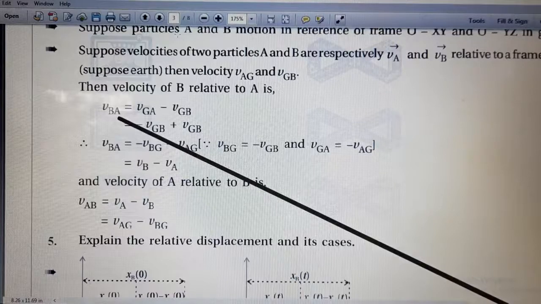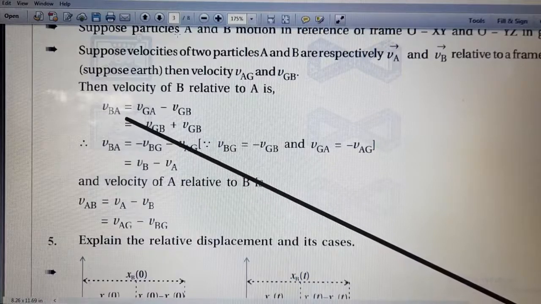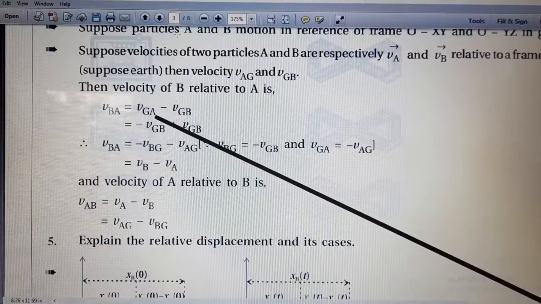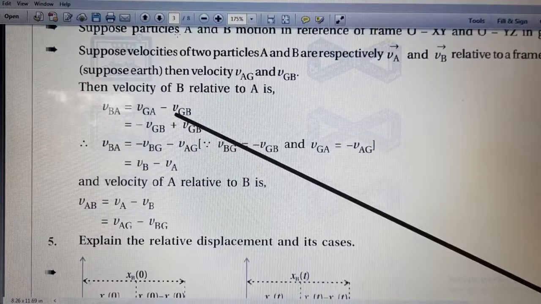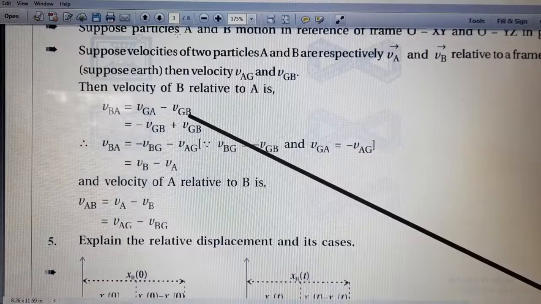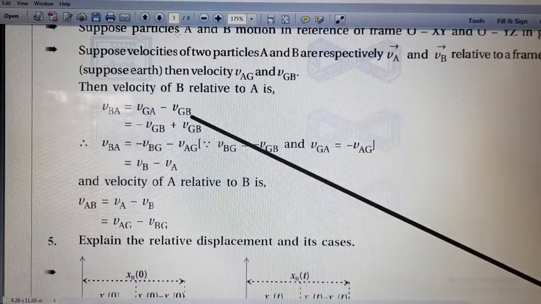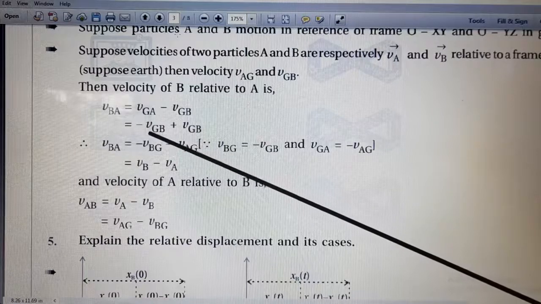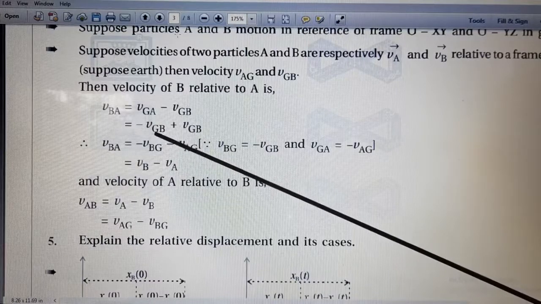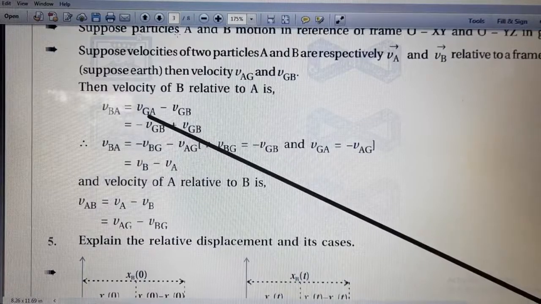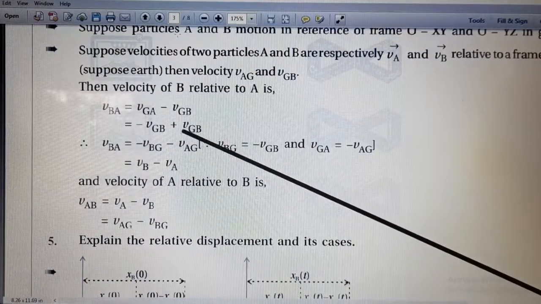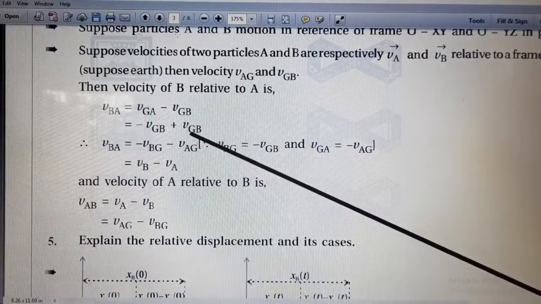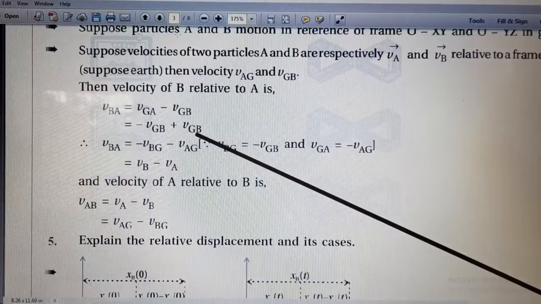the velocity of particle B with respect to A is equal to the velocity of ground with respect to A minus the velocity of ground with respect to B. Friends, this minus VGB we can write first here. So second step means minus VGB. But VGA here moves this side. Means we can write here, some mistake. Here VGA, not B. Okay.